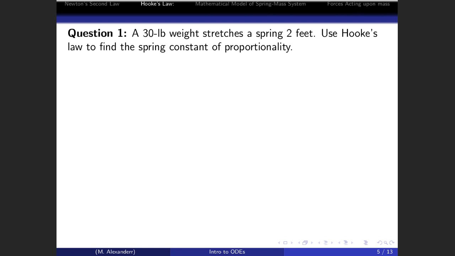All right, so now just to give you a little example, question number 1 says, suppose that you have a 30-pound weight that stretches a spring by 2 feet. And now we want to use Hooke's law to find the spring constant of proportionality. And so this is the mass doing a force onto the spring. And so the law that we're going to use is the following. This is the force that the weight does to the spring. And so the force is given by this 30 pounds.